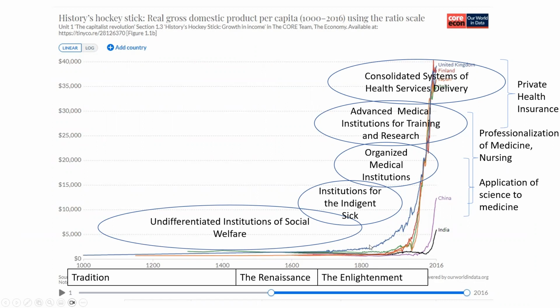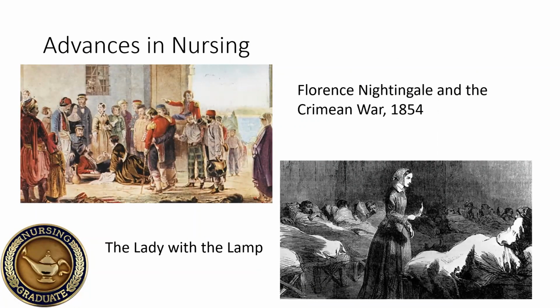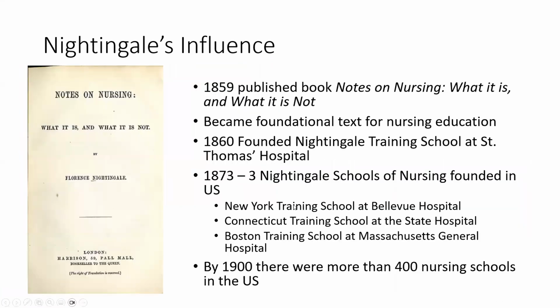So I just want to kind of recenter us on this progression through time. So she's there in the 1850s. She returns to London, and continues to work to transform nursing care. So in 1859, she publishes a book. So at the ripe old age of 39, she publishes a book, Notes on Nursing: What It Is and What It Is Not. That's a great title, right? And this becomes a foundational text for nursing education around the world.